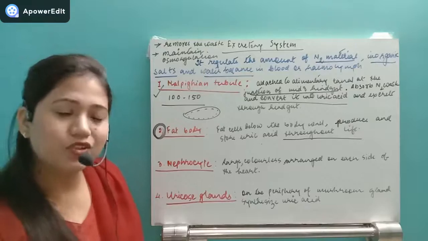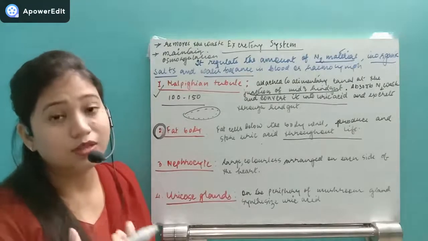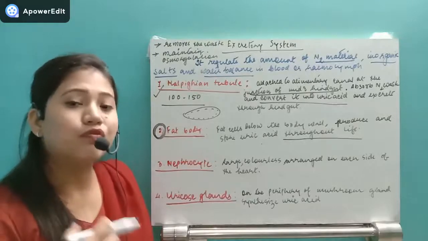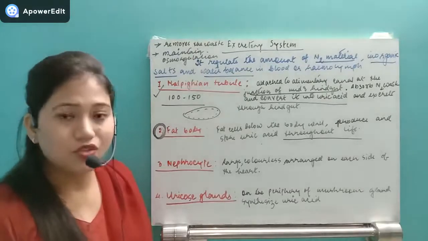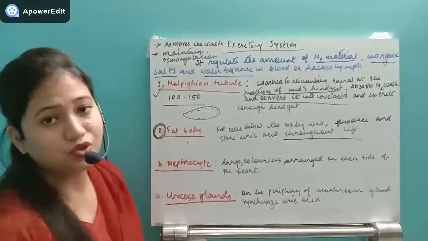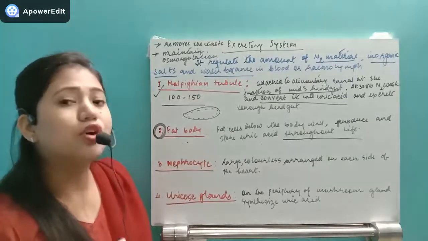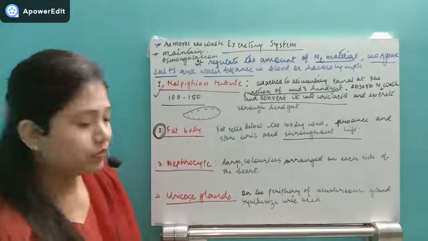So this fat can absorb the waste product. That waste product will be present throughout their life. It is not being excreted. So that is the fat body. This fat body also works as an excretory organ. It does not remove the waste product outside, but it stores it forever.